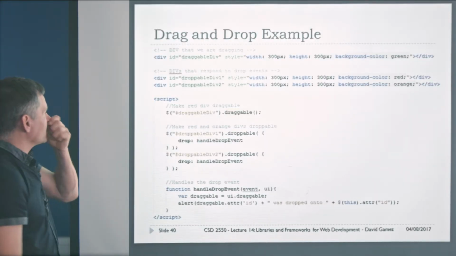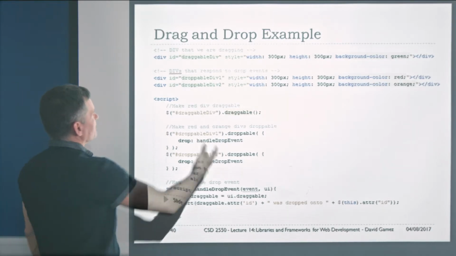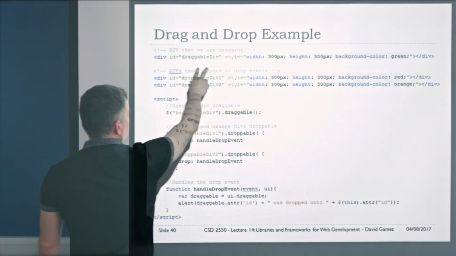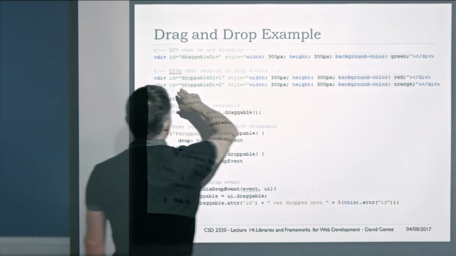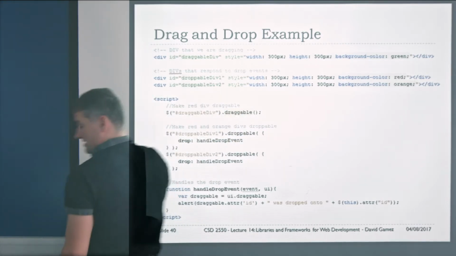So how this works, we have a draggable div. I've just given it that ID, draggable div. That's the one we're going to drag. That's green. And then we've got two divs. Oh yeah, I didn't show you. We've got two divs actually.